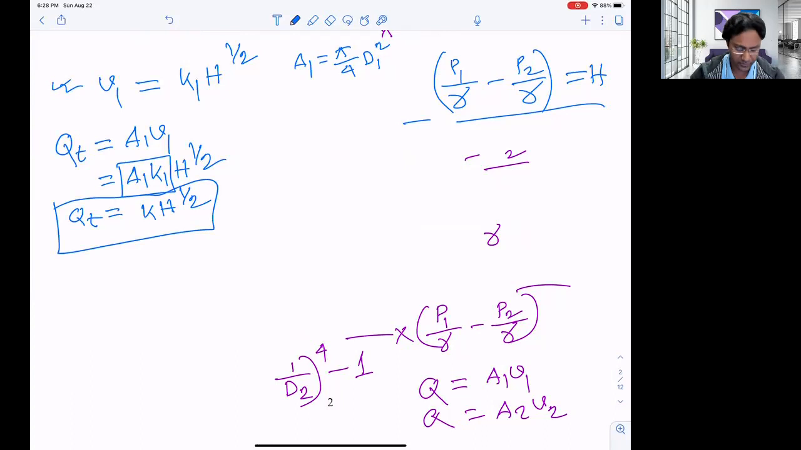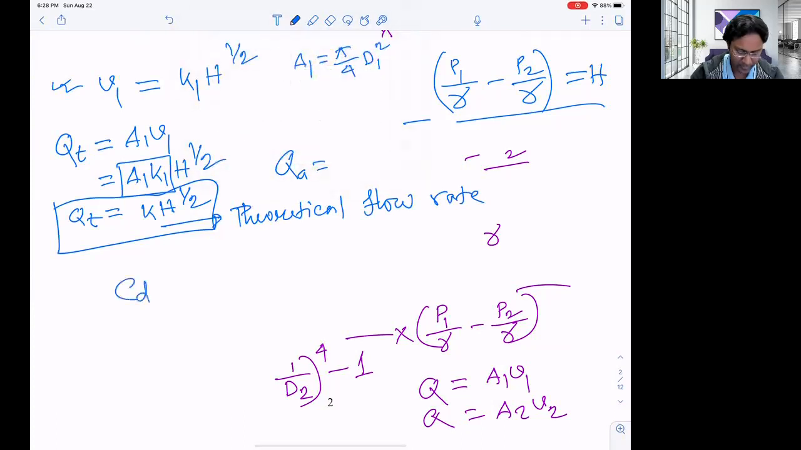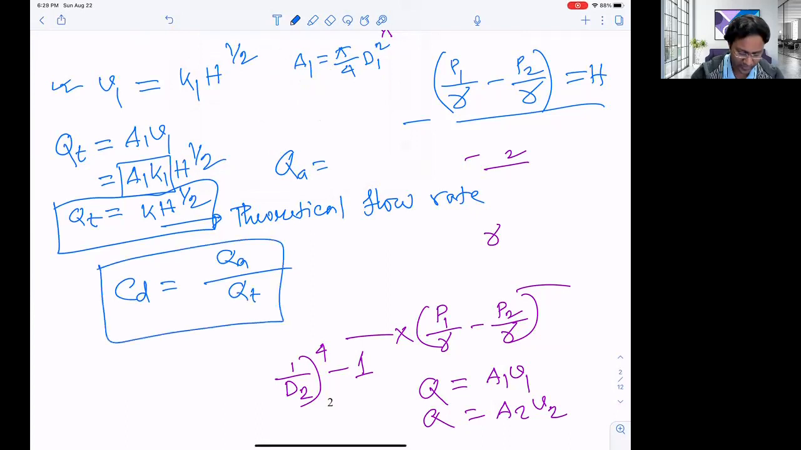Once you have QT, we also need to calculate QA in order to check the efficiency of the device. How can you check that? From this equation, you can get the theoretical flow rate. And if we somehow know the actual flow rate, then we can make a ratio between actual and theoretical. That will be the efficiency of the device, and we also call this the coefficient of discharge.